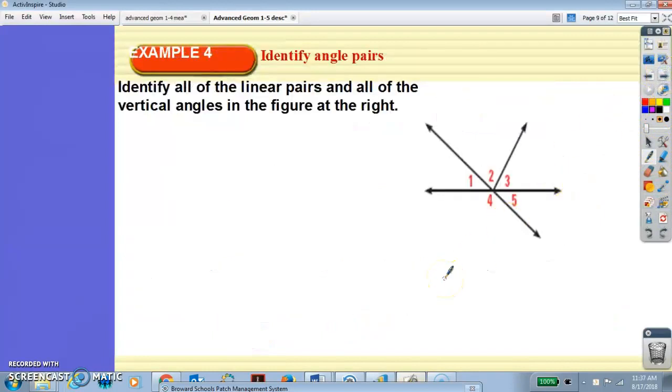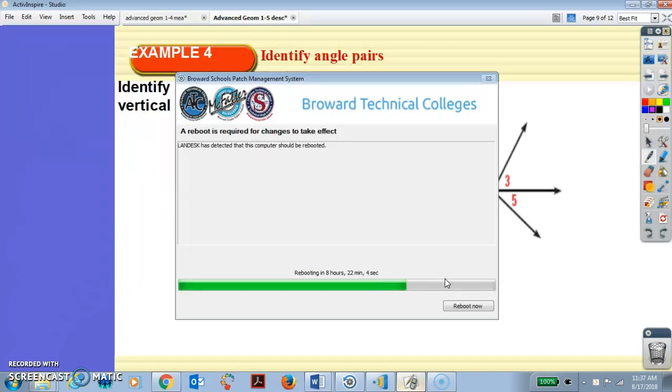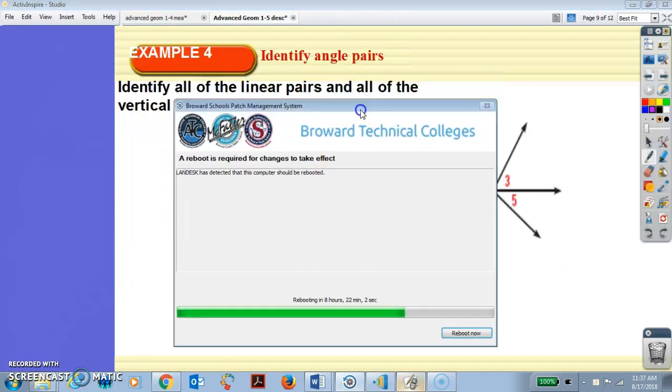Identify all of the linear pairs and all of the vertical angles in the figure at the right. So, linear pairs: pair of socks, pair of shoes, right? Pair means 2. So linear pair, 2 angles that form a straight angle, right? So linear pair are 2 angles that form a straight line. A linear pair is 2 angles forming a straight angle. It cannot be 3.